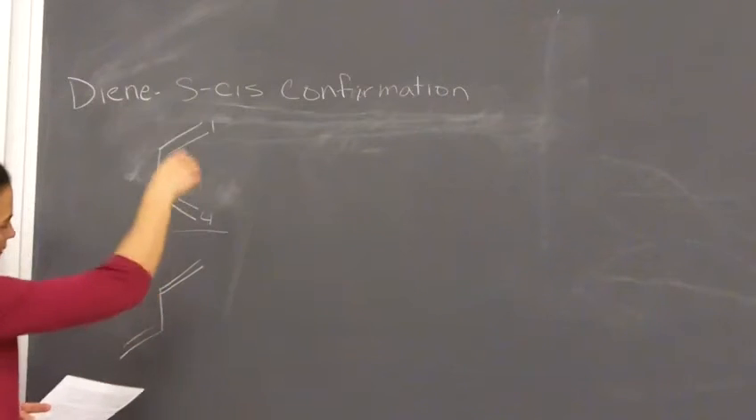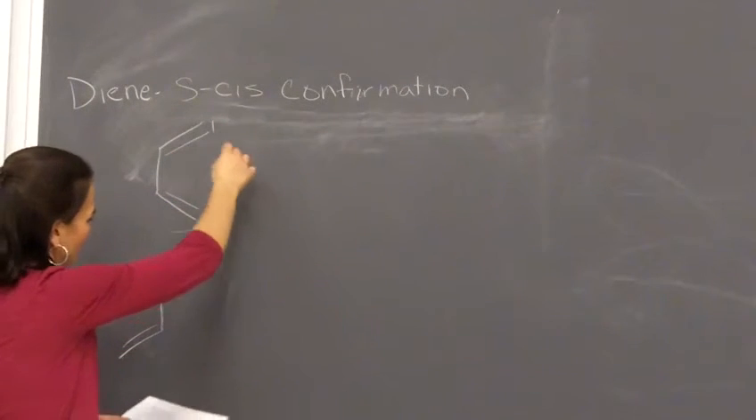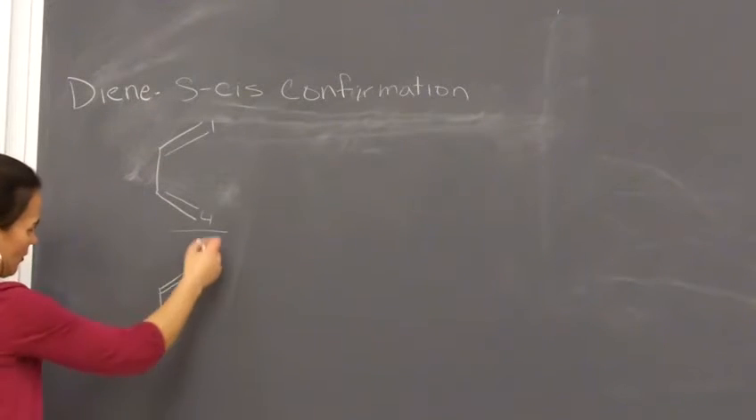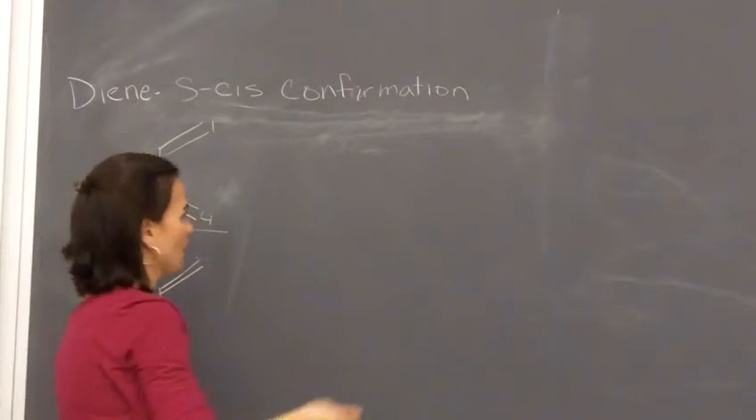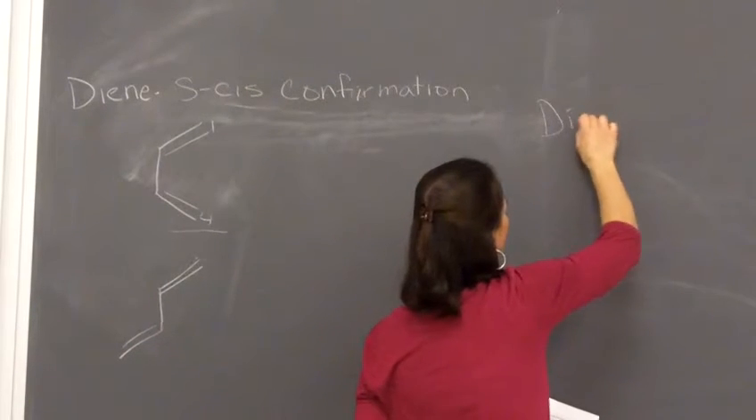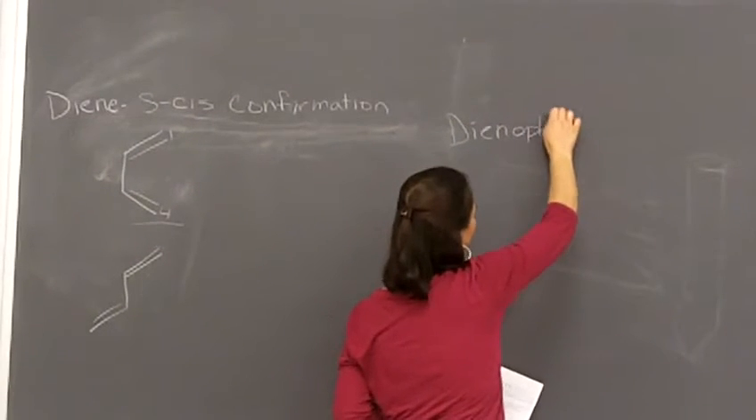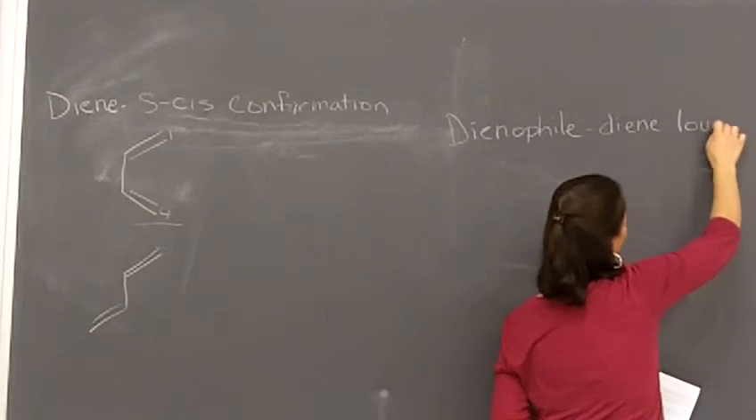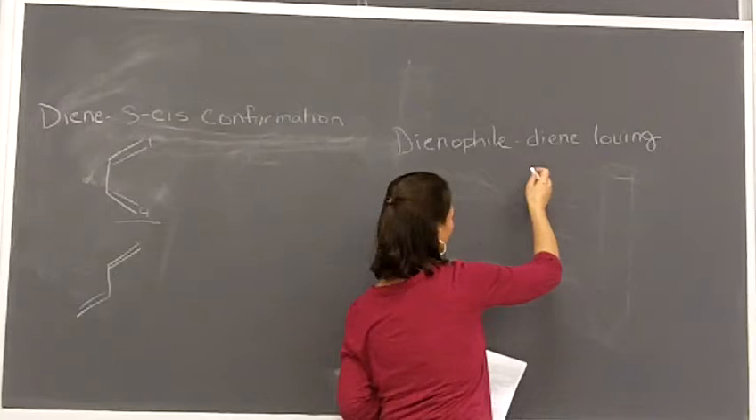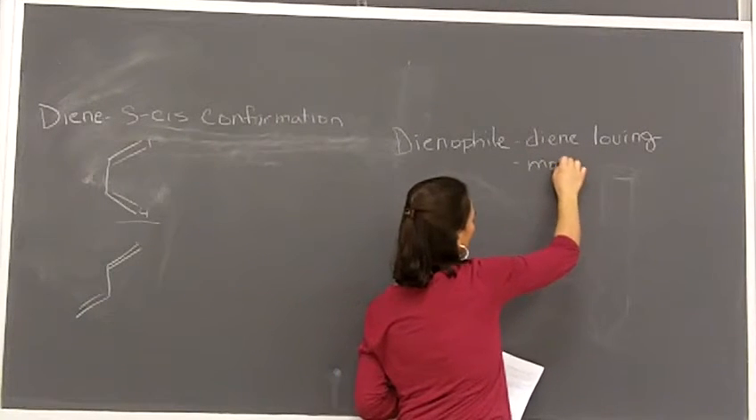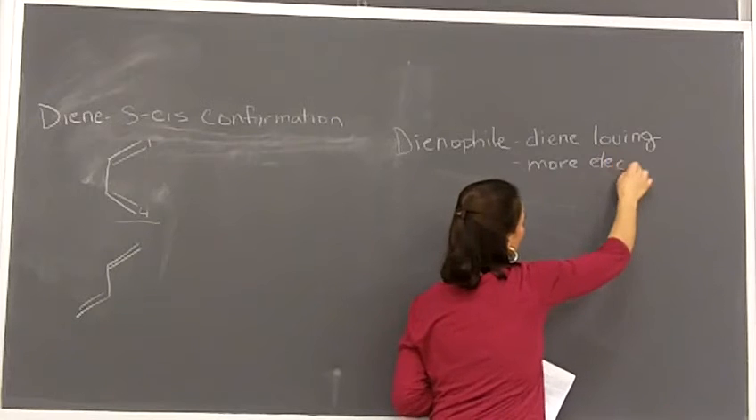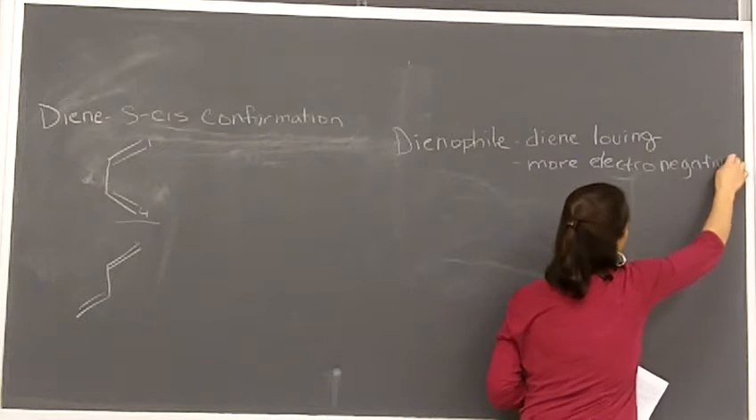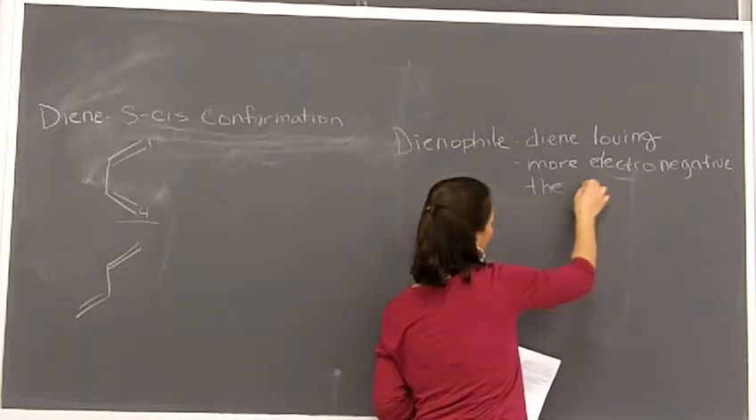You're always forming this cyclic transition state, so you need this to happen. It can't bond here and then come back and bond here. You need everything set up for that transition state. The dienophile means that it's diene loving. It wants those electrons from the diene, okay? And so the more electron withdrawing the groups on the dienophile, the better, okay?